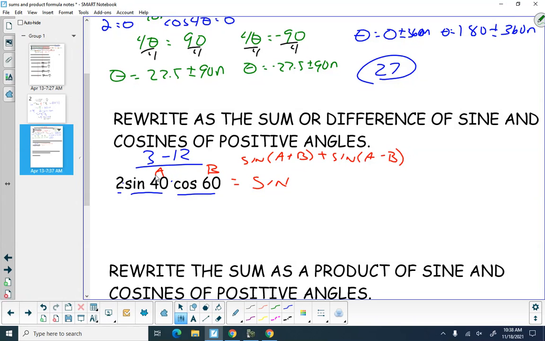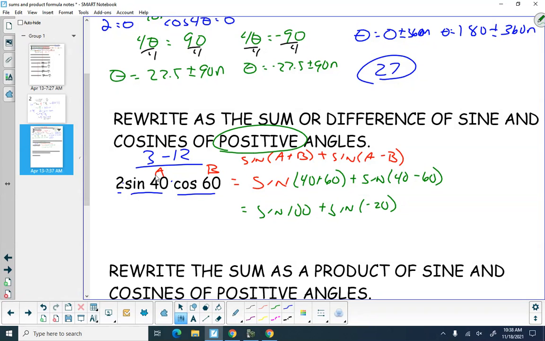So A is 40, B is 60. So I just sub in your 40s and 60s. So we have sine of 100 plus the sine of negative 20. Problem is I ask you for positive angles. And I have a sine of a negative 20.